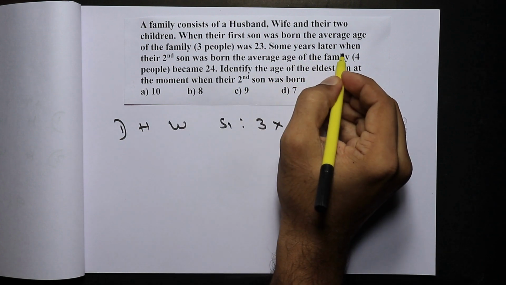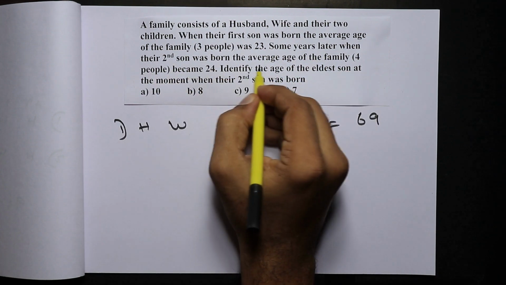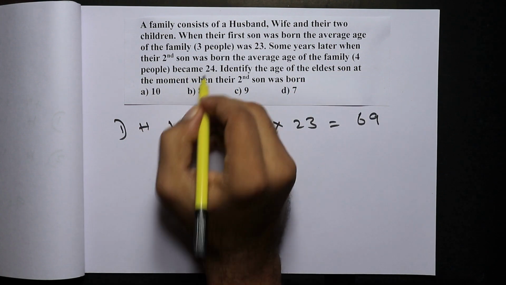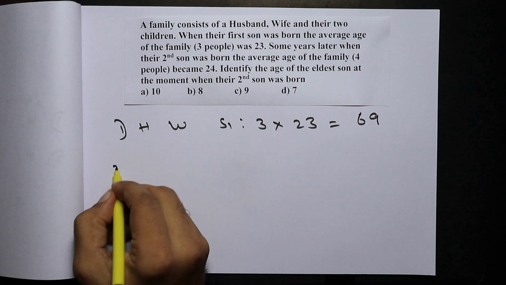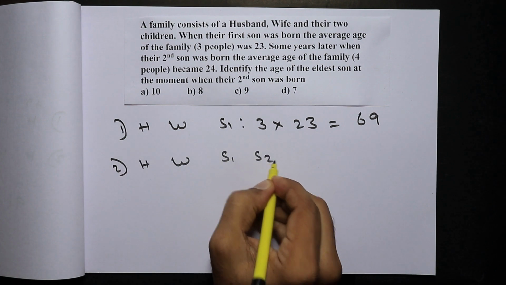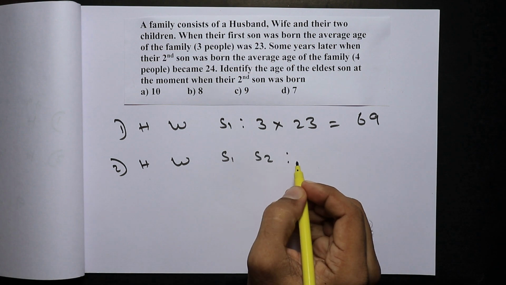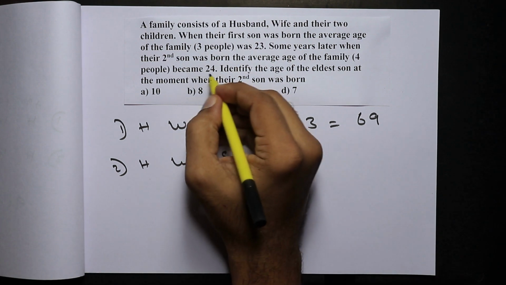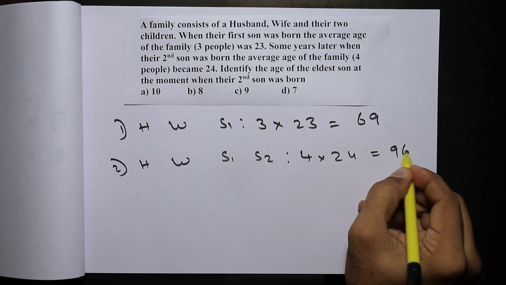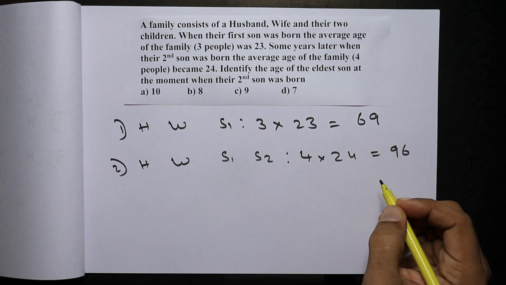Some years later, when their second son was born, the average age of the family of four people became 24. So when their second son was born, you have husband, wife, son 1 and son 2. Now we will calculate the total sum. 4 people are there and their average is 24. So 4 into 24, their total sum is now 96.